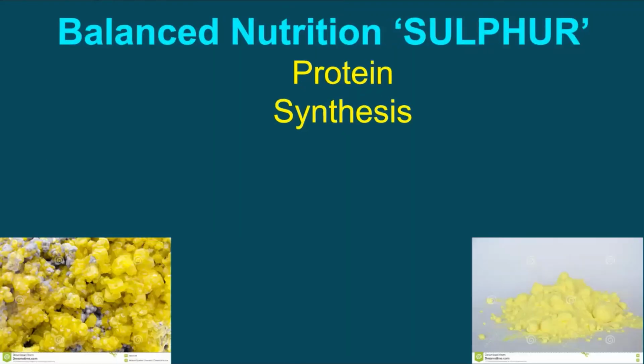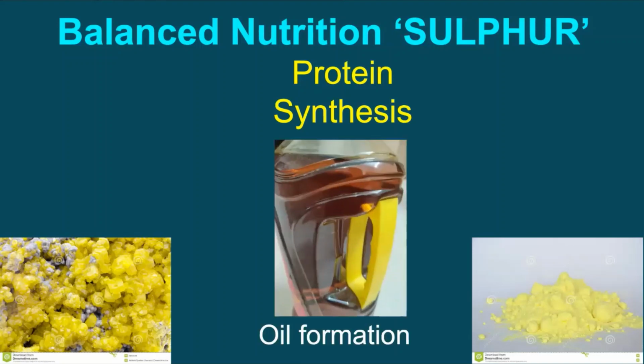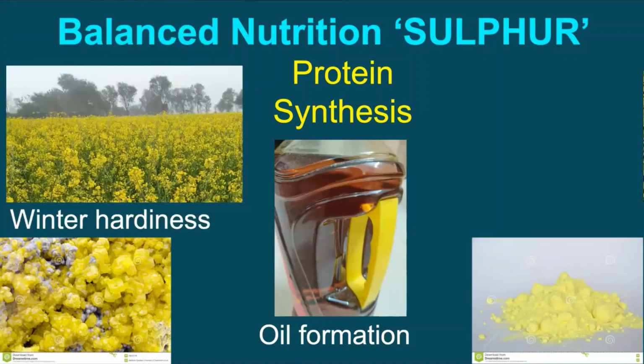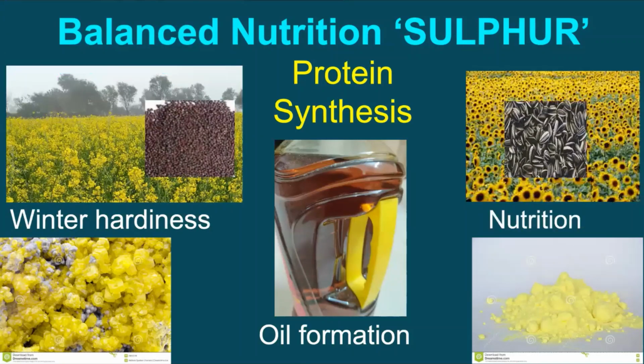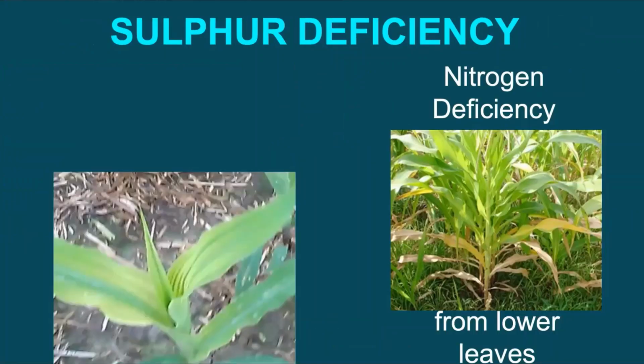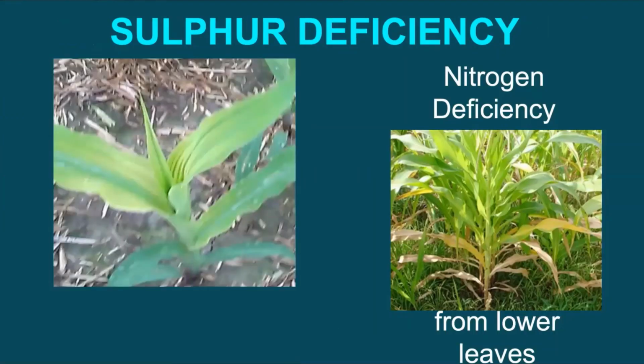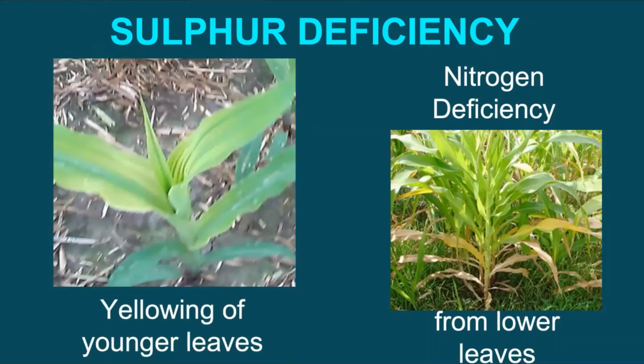In this context, sulfur is an important nutrient. It is needed in large amounts in protein synthesis and in the formation of oil within the seeds. Sulfur contributes towards winter hardiness to crops and determines the nutritional quality of food. Sulfur plays a major role in the full utilization of nitrogen and other nutrients by the plants. Sulfur deficiency symptom, that is yellowing of leaves, is the same as nitrogen, but sulfur deficiency usually starts on the younger leaves at the top, whereas nitrogen deficiency begins in the lower leaves.